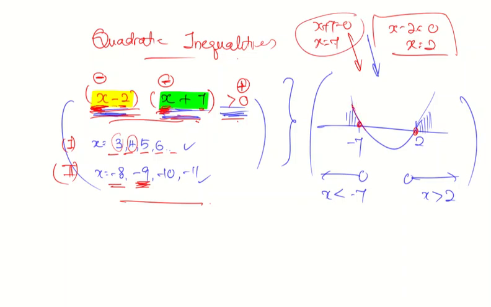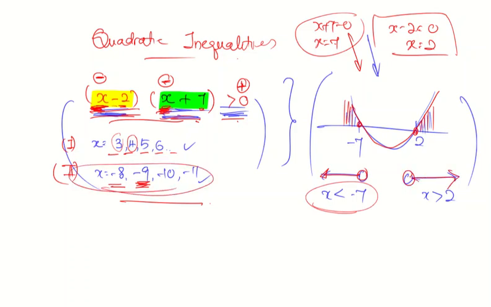Then I draw a smiley face. I want it to be positive. The value x must be less than negative 7, or the x value must be more than 2. That is the solution.